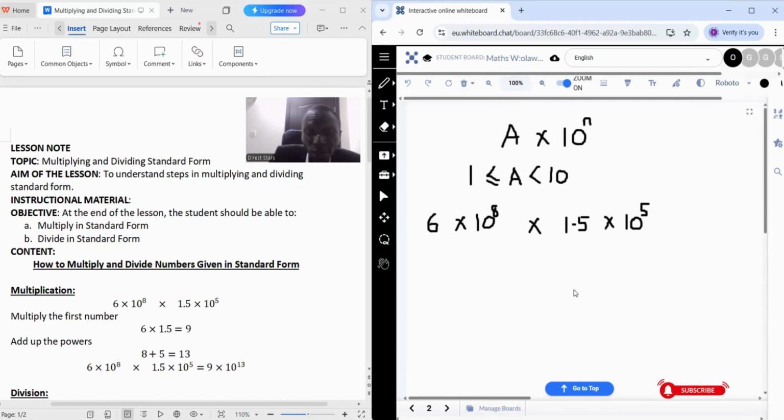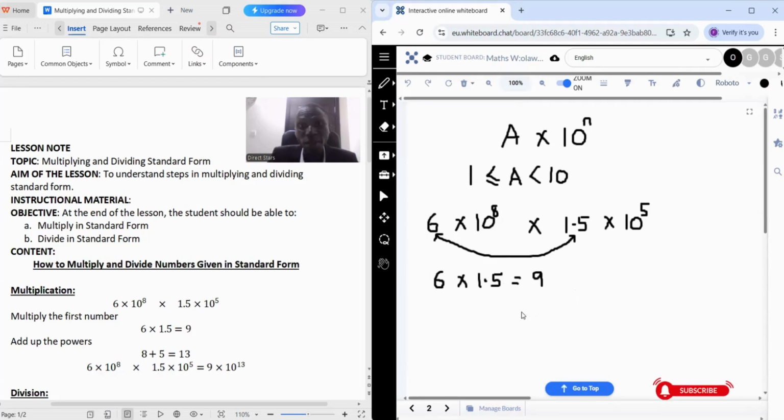And how are we going to go about this? Since we are multiplying standard form, the first thing we're going to do is to multiply the first numbers. That's 6 times 1.5. We have 6 multiplied by 1.5, which gives us 9.